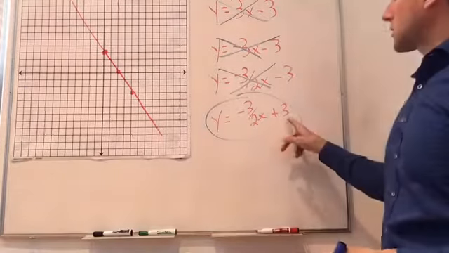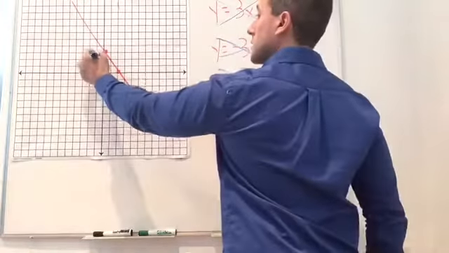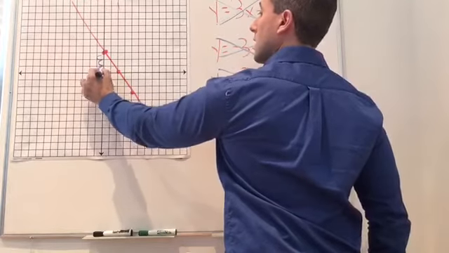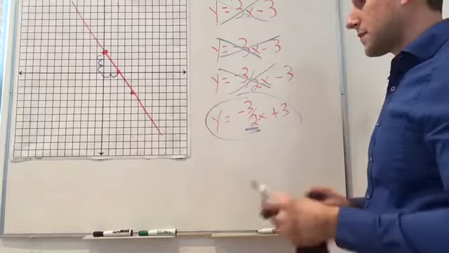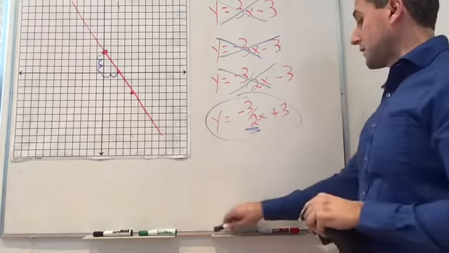Now let's just check to make sure it's got a plus 3, and the slope here would be down 1, 2, 3, and over 1, 2. So that would be negative 3 over 2. So the answer will be D for the last one.